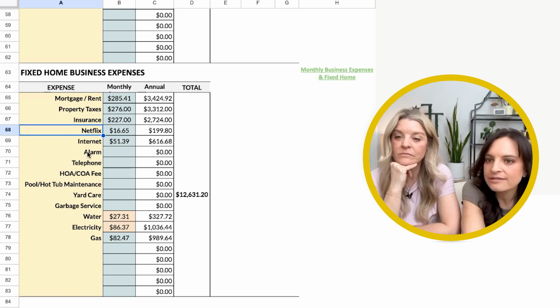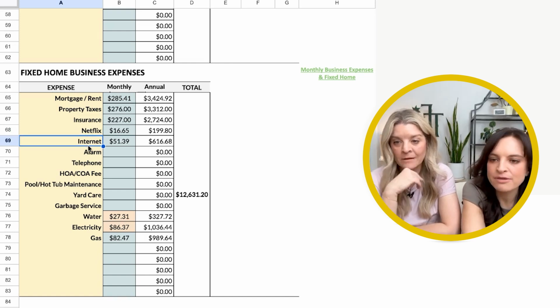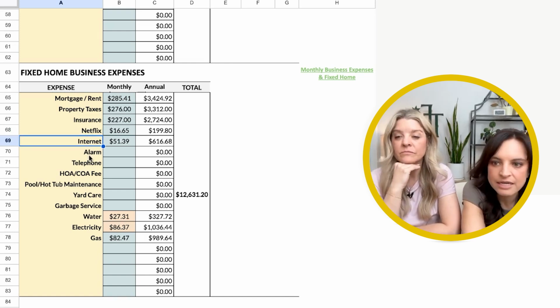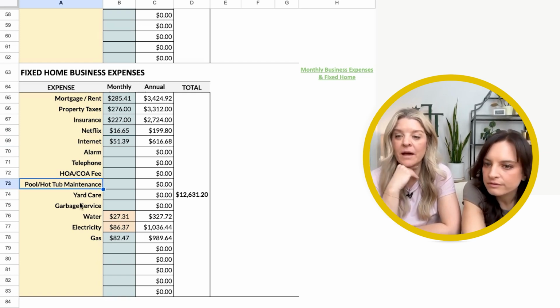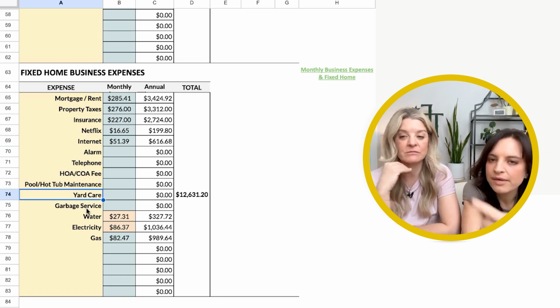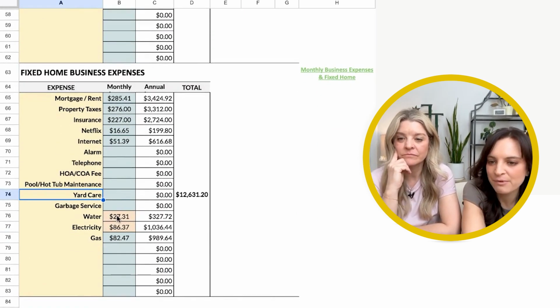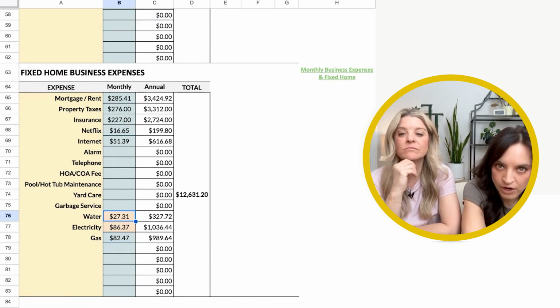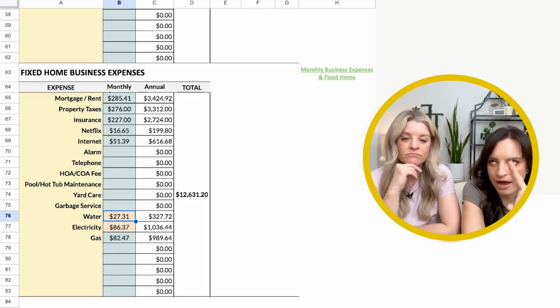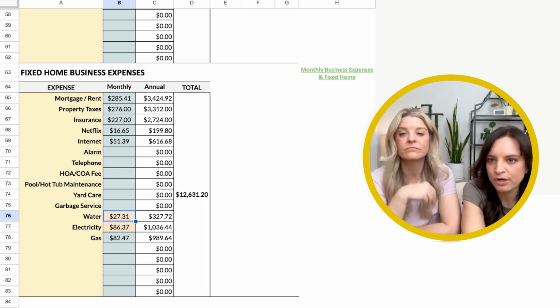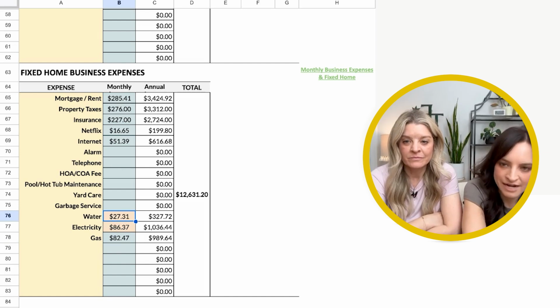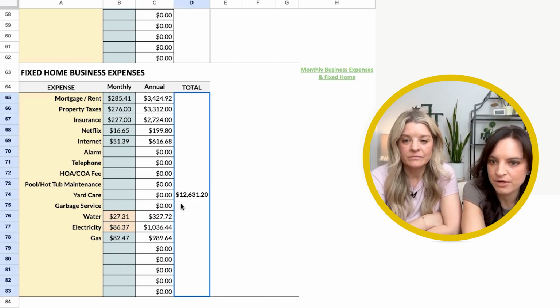We've got Netflix, we've got what we pay for internet. Maybe you have a security system, HOA fees, pool or hot tub maintenance, yard care, garbage. And that's our yard care, so that's included in the time up here for the time we spend on the property. How much you spend on water, electricity, gas, right? And so that's the monthly cost for these things. For example, we get charged our water bills every quarter, so I had to break it down per month so that I could figure out what it is on an annual basis, right? So we can get this number here.